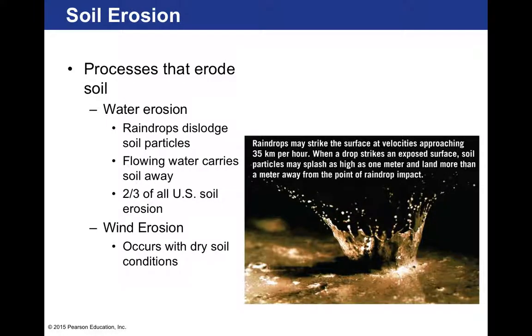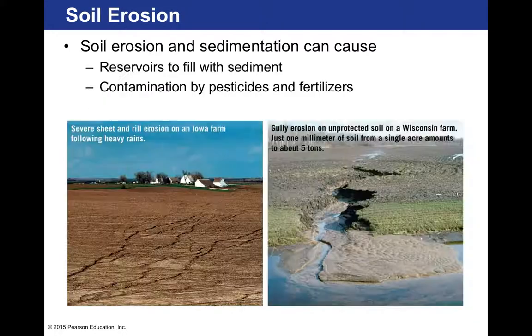So water erosion. Believe it or not, raindrops dislodge soil particles and sometimes could be splashed over a meter away from where the splash occurs, which is pretty interesting. And flowing water can also carry soil away, and two-thirds of all U.S. soil erosion is due to water erosion. And then wind erosion, I think that's obvious. This occurs when the soil is really dry and wind can actually move the different particles around quite easily. And this happens a lot in arid or desert regions of the United States and anywhere in the world.